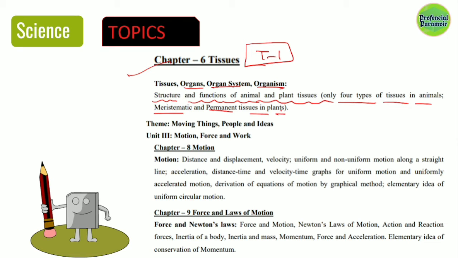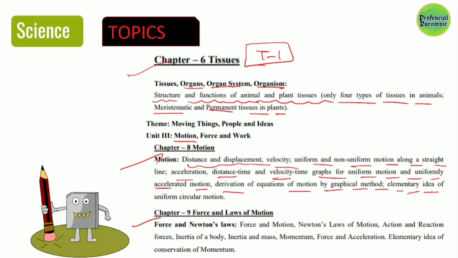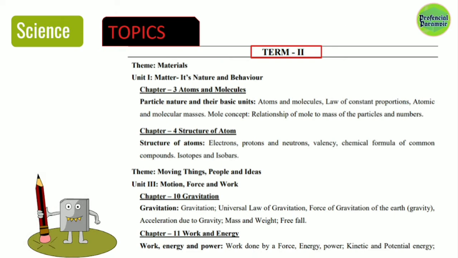From Motion and Force, we have to study these topics: distance and displacement, velocity, uniform and non-uniform motion along a straight line, acceleration, distance and time, velocity-time graph for uniform motion and uniformly accelerated motion, derivation of equations of motion by graphical method, elementary idea of uniform circular motion. For chapter 9, we have Force and Laws of Motion: Newton's laws of motion, action and reaction forces, inertia of a body, inertia and mass, momentum, force and acceleration, elementary idea of conservation of momentum.